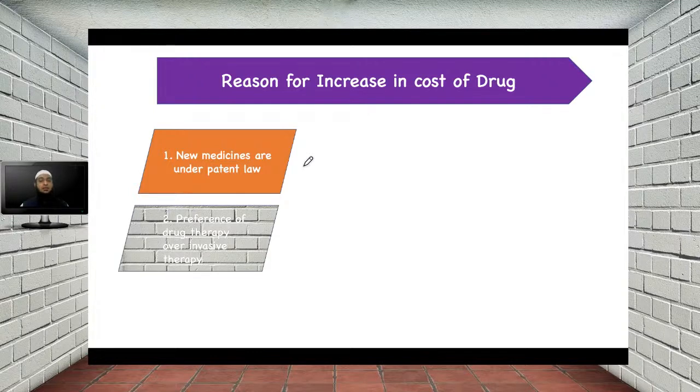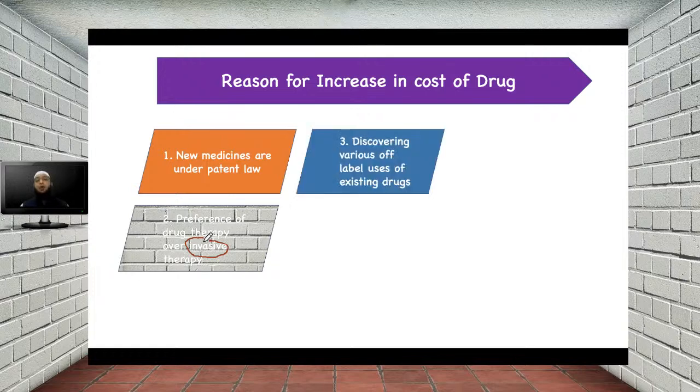The second reason is the preference of drug therapy over invasive therapy, because obviously if a drug can give you a treatment as compared to surgery, or a micro or medium scale surgery, then obviously you will prefer the drug. No one will prefer surgery or invasive therapy, right? So since there is more preference for drug therapy as compared to invasive therapy, the price of the drug is increased due to the increase in demand. So this is the second reason for increase in the cost of the drug.